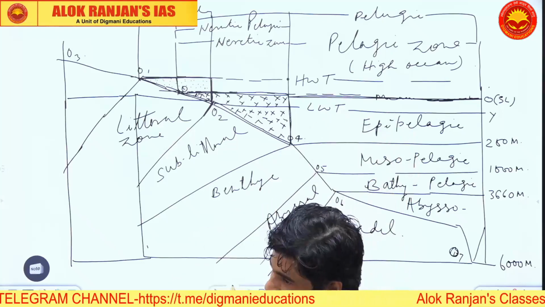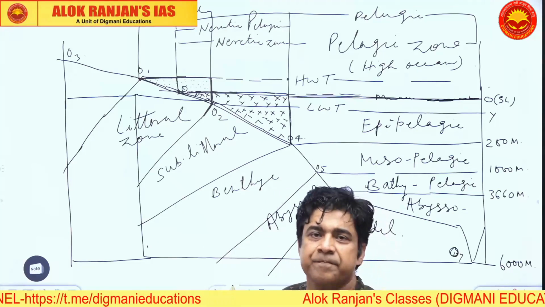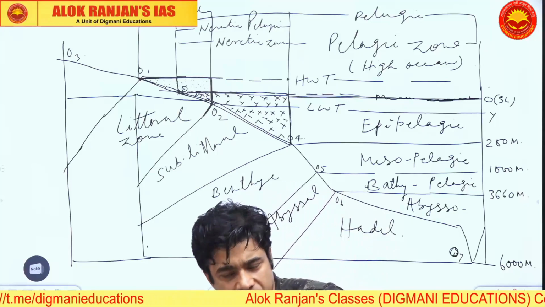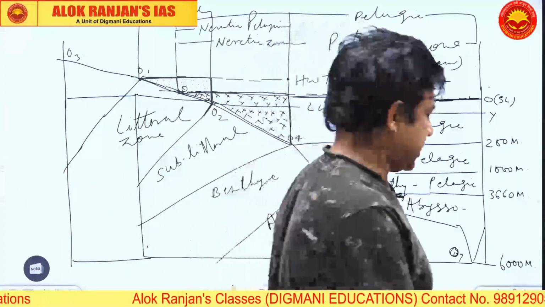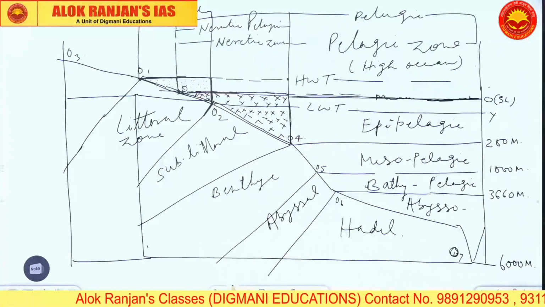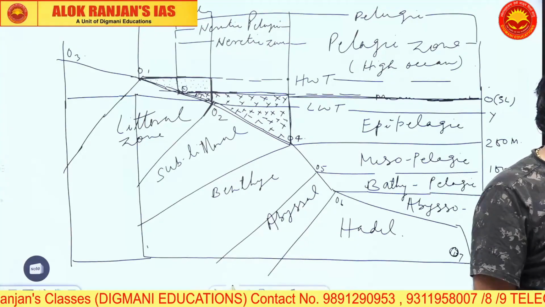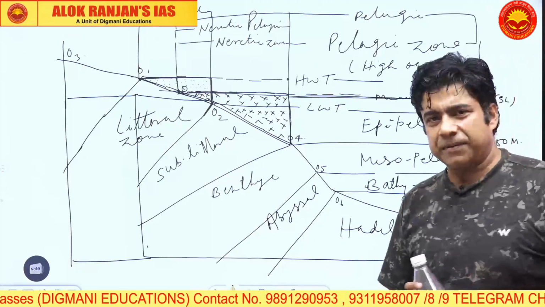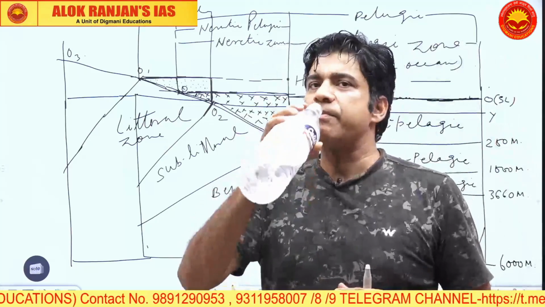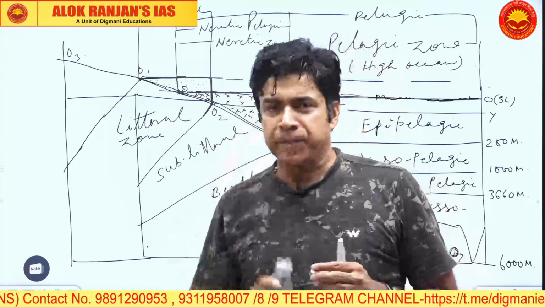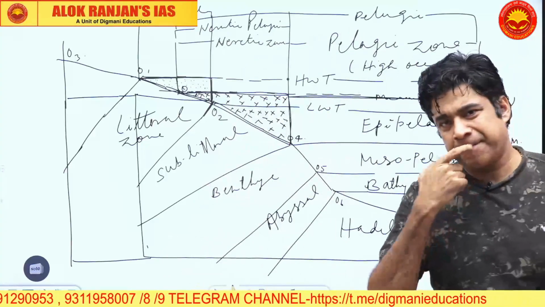Now mesopelagic. So mesopelagic is an intermediate zone, and mesopelagic area will have some life, maybe again the migratory animals, very limited aquatic lives are found there.